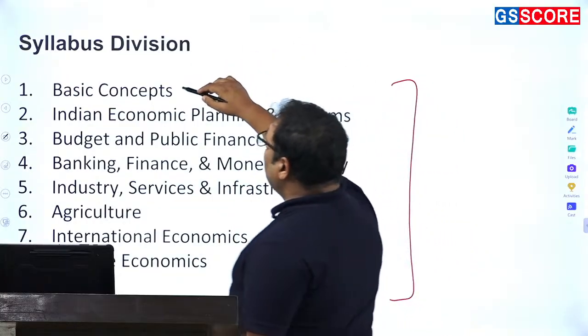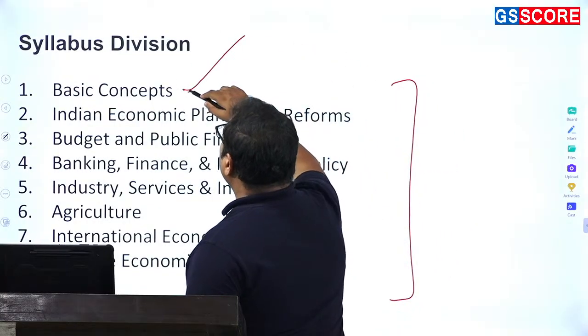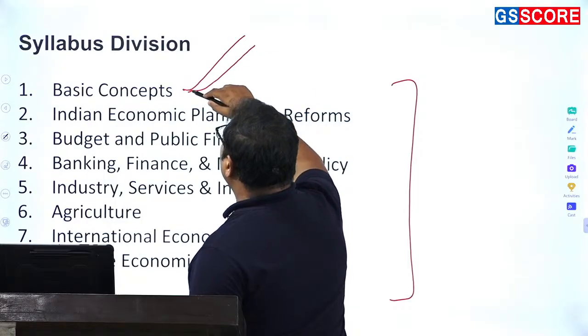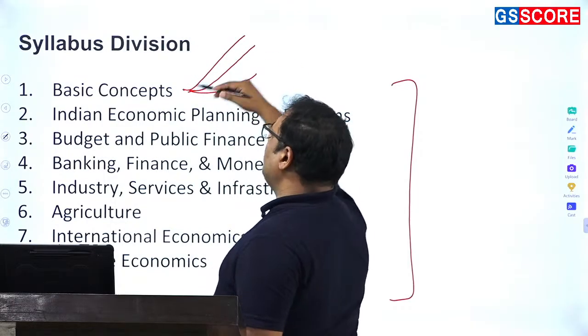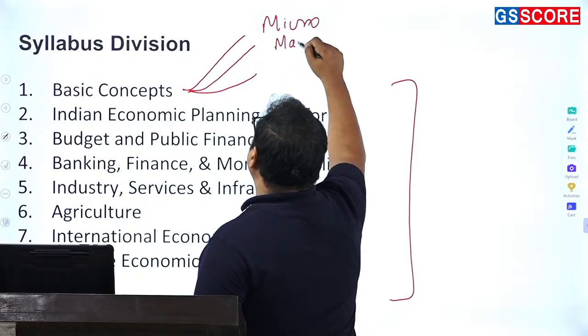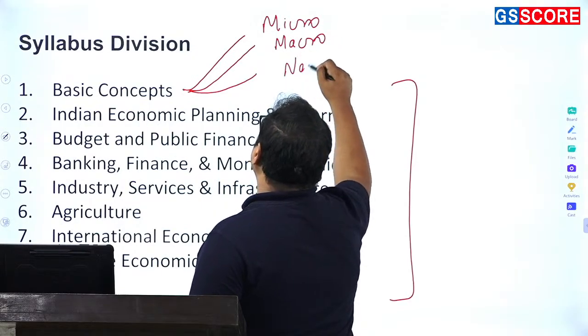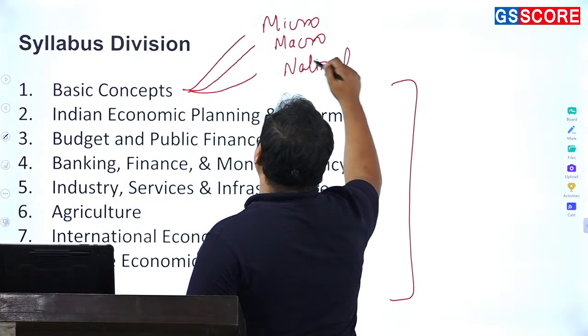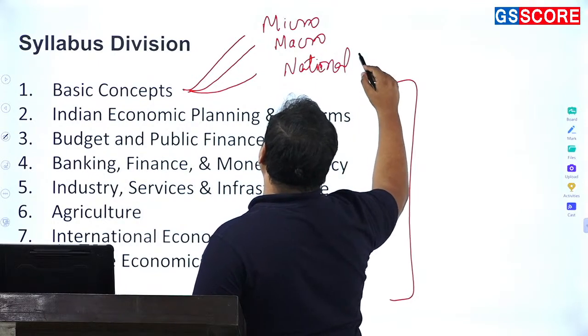So there are certain basic concepts. Here we are not talking about the Indian economy. Here we are talking about the basic concepts of economics. So your microeconomics, macroeconomics, national income. These are certain basic things that you need to know about.